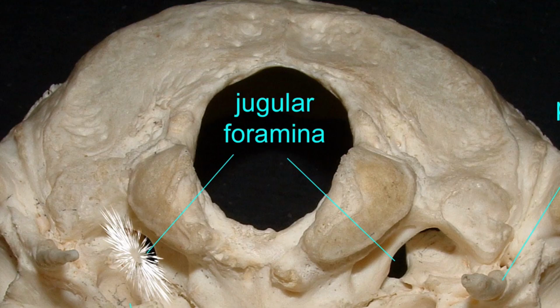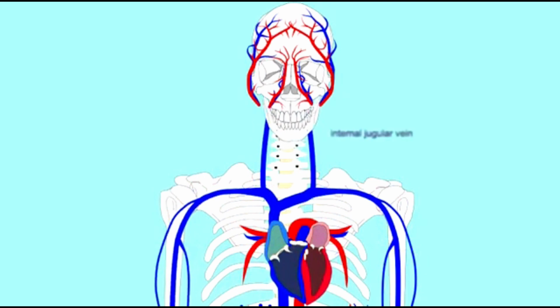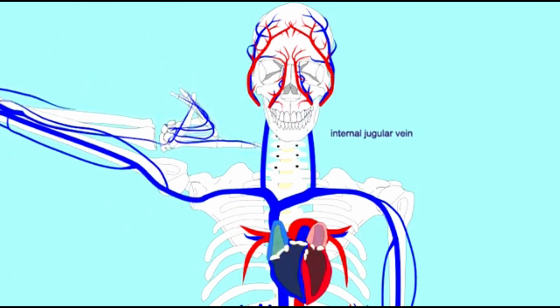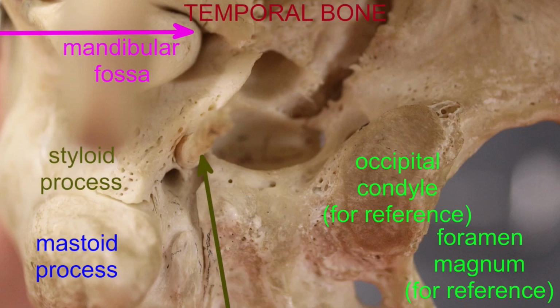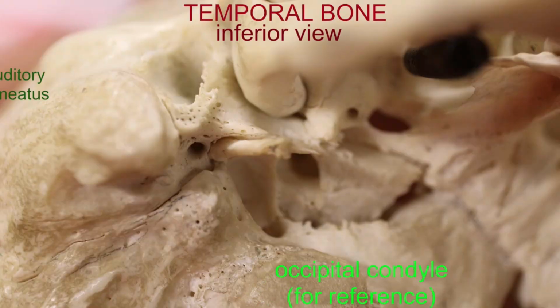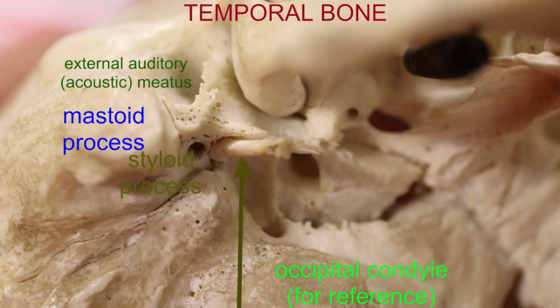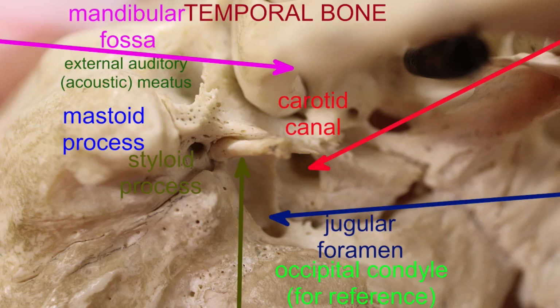The jugular foramen is formed by the junction of the temporal bone and the occipital bone. It allows the internal jugular vein to drain deoxygenated blood from the brain and also allows for the passage of three cranial nerves, the glossopharyngeal, vagus, and accessory nerves.